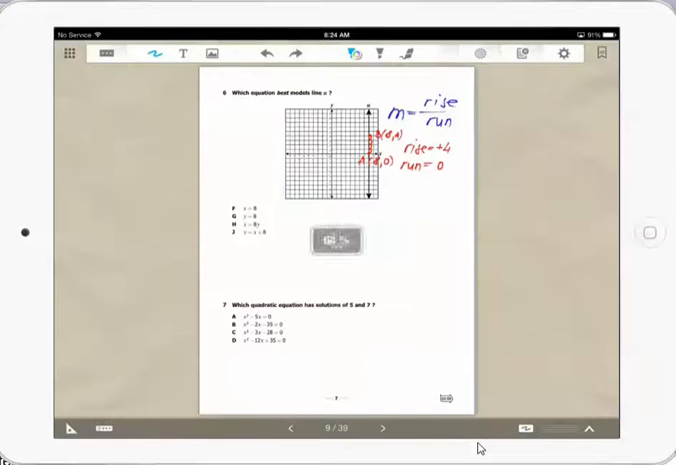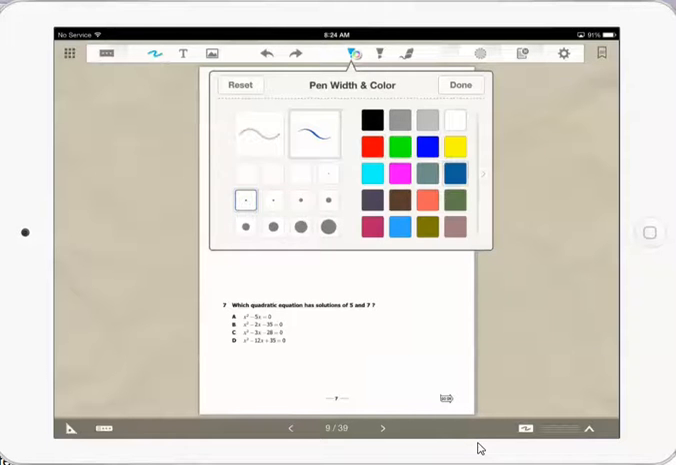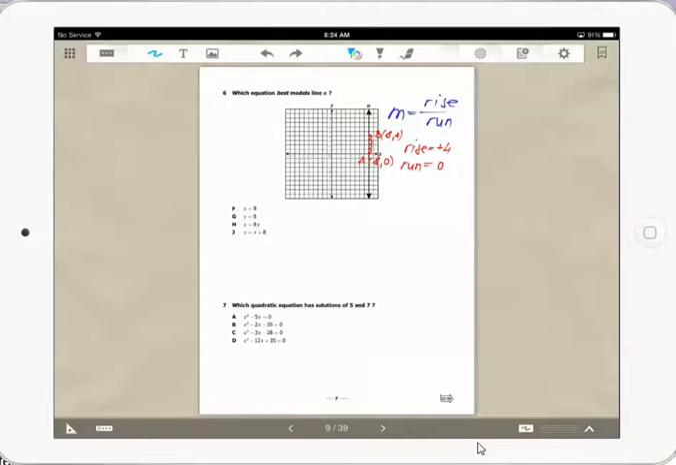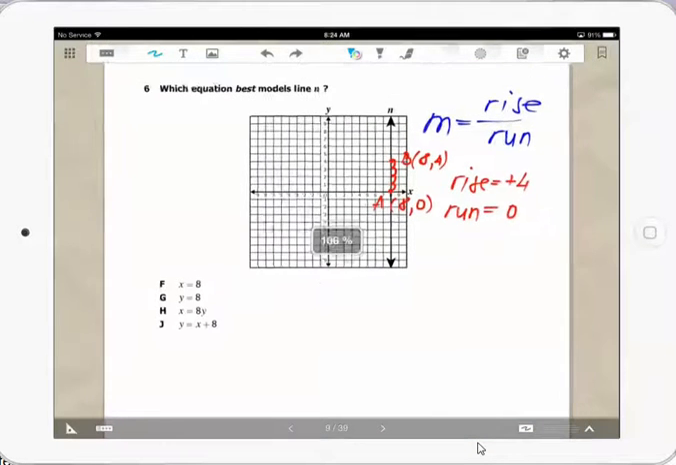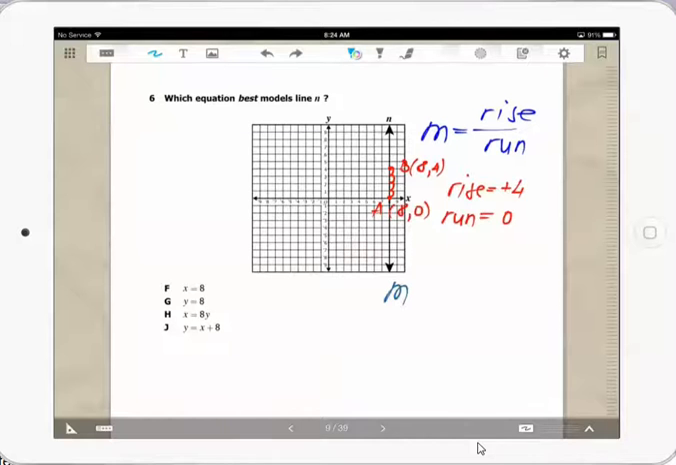And now if you have to plug them in, you will find out that your slope, right, your slope m will be positive 4 rise over run 0, which is impossible, right? And we call it undefined.